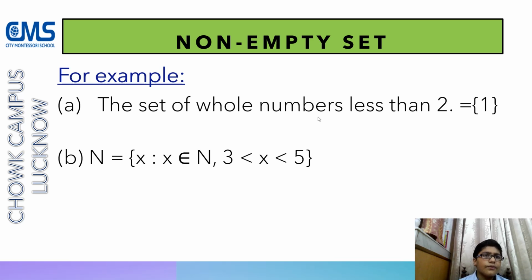B: set of letters in the word algebra. B equals {A, L, G, E, B, R}. Therefore, n(B) equals 6.